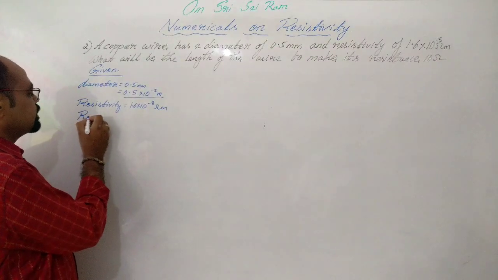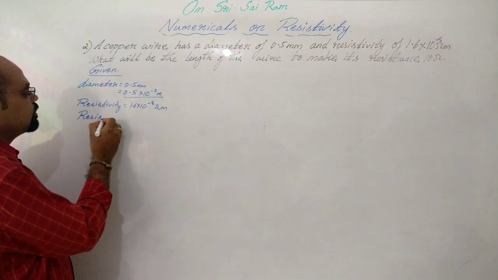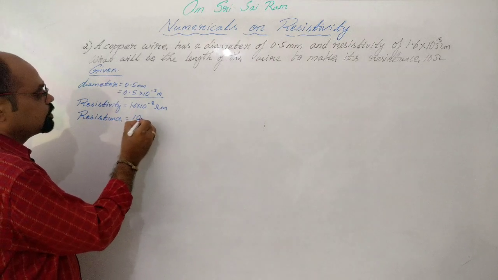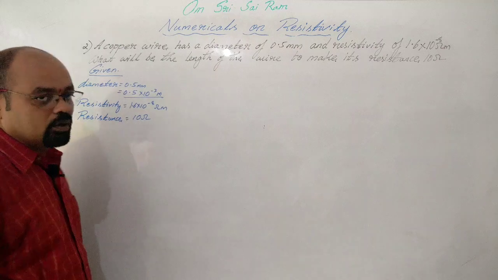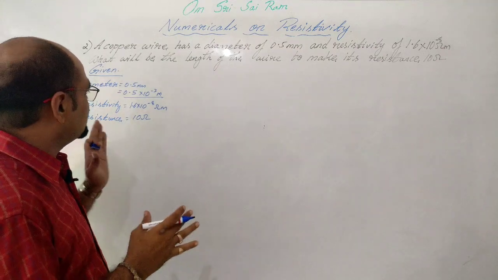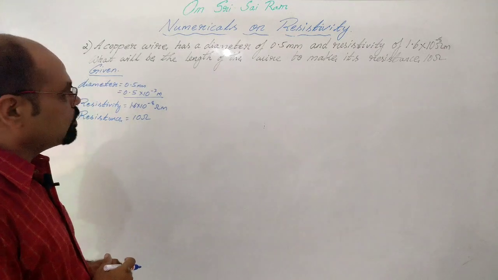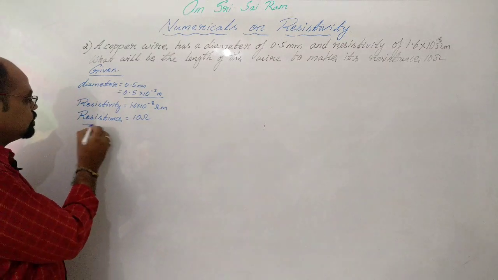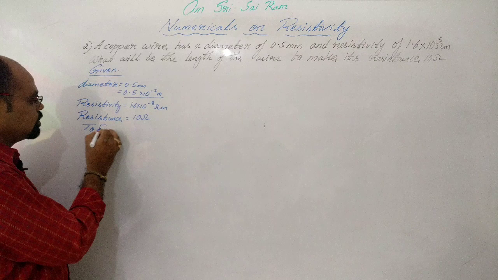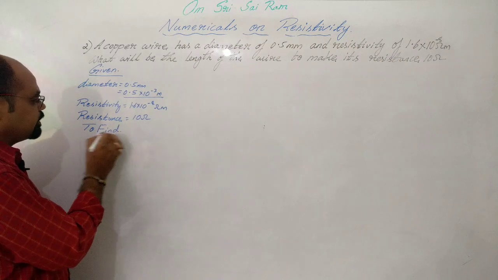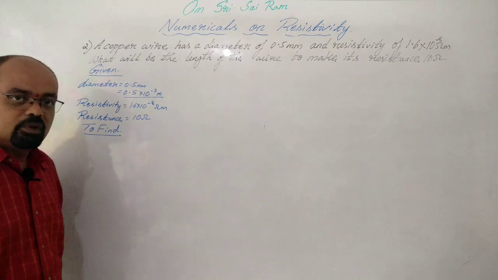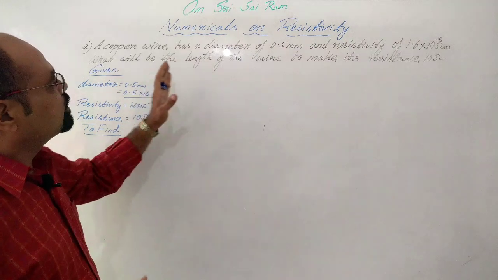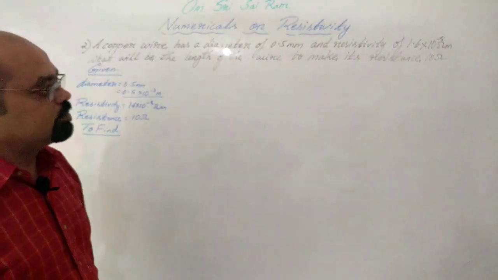Let's write here, resistance is equal to 10 ohm. Okay. Now these are the things given. Now what we need to find? What we need to find in the question? We need to calculate the length of the wire, right?